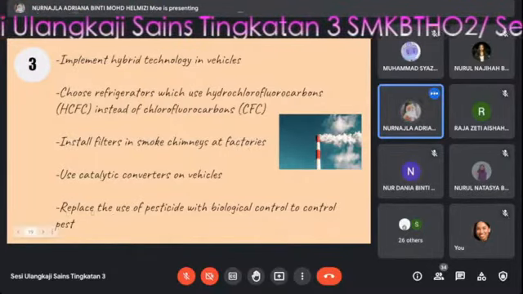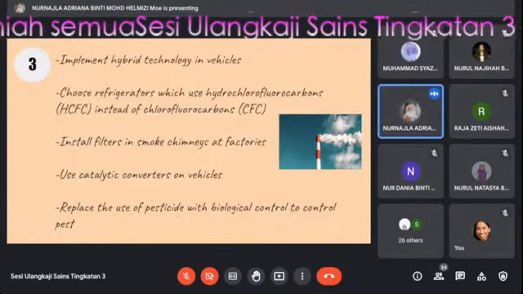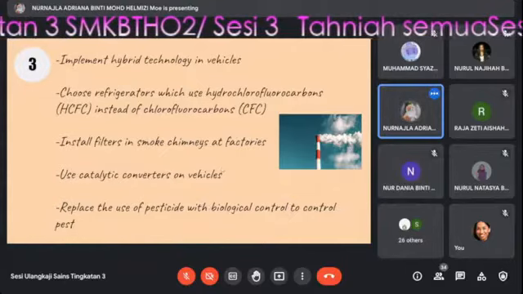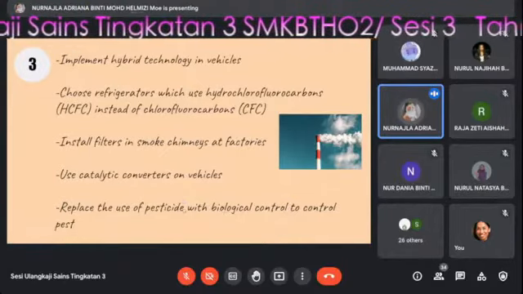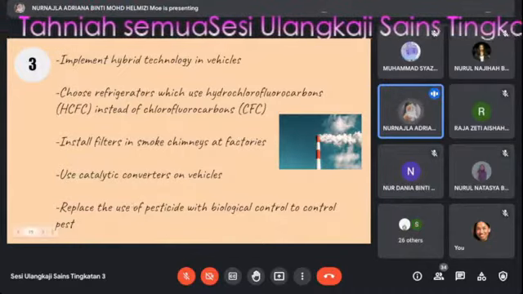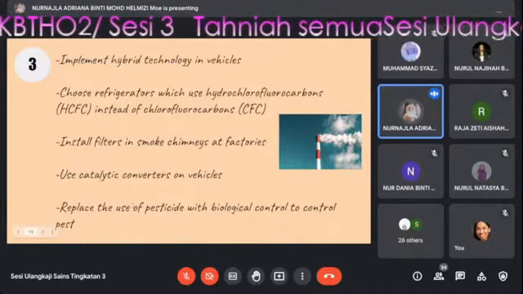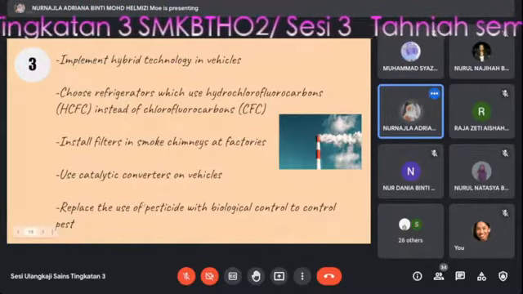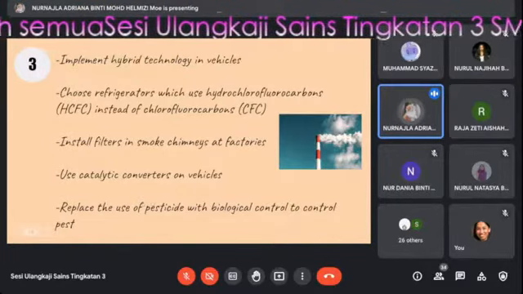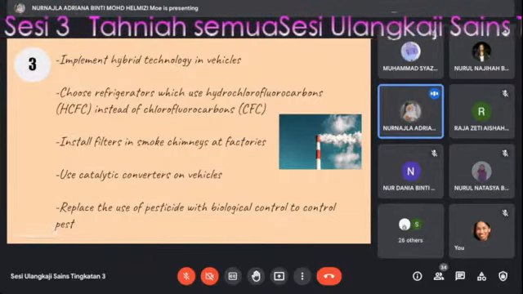Then lastly, replace the use of pesticide with biological control to control pests. Yang ni biasanya orang guna bila orang berkebun, bertanam tu, kita gunakan kaedah kawalan biologi untuk kawal haiwan perosak. Kalau tak, biasanya orang guna pesticide. Pesticide ni tak baguslah untuk alam.